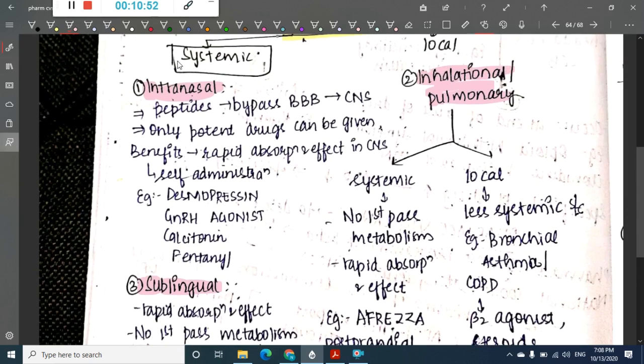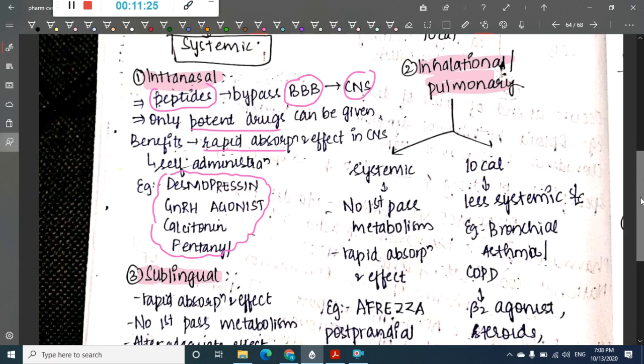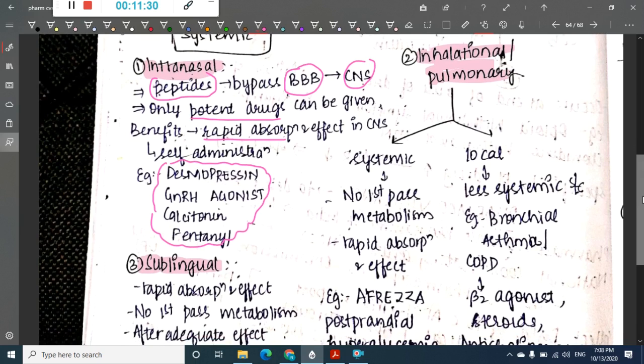Okay, first we will see intranasal. In the intranasal route, peptides are mainly used. Because peptides are used, these bypass the blood brain barrier and can reach the central nervous system. Through this route, only potent drugs should be given, and it has rapid absorption in the CNS, and these can be self-administered. Examples of drugs given by the intranasal route include desmopressin, gonadotropin releasing hormone agonists, calcitonin and fentanyl.